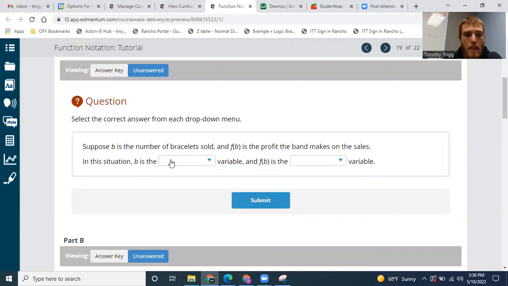In this situation, B is the input, okay? So that's the independent variable. F of B is the output. That's essentially your Y. F of B is your dependent variable. In other words, B is the number of bracelets sold, and F of B is the profit. So the profit depends on the number of bracelets sold.